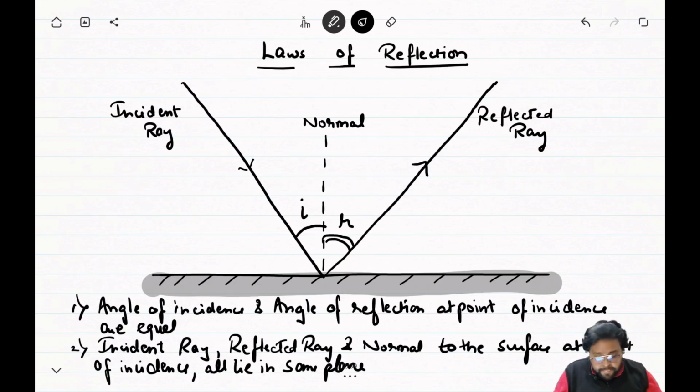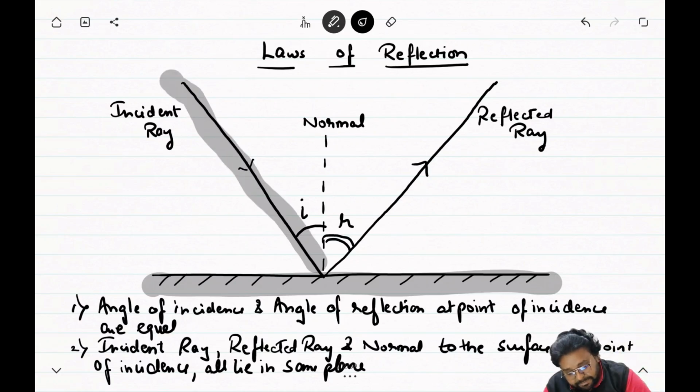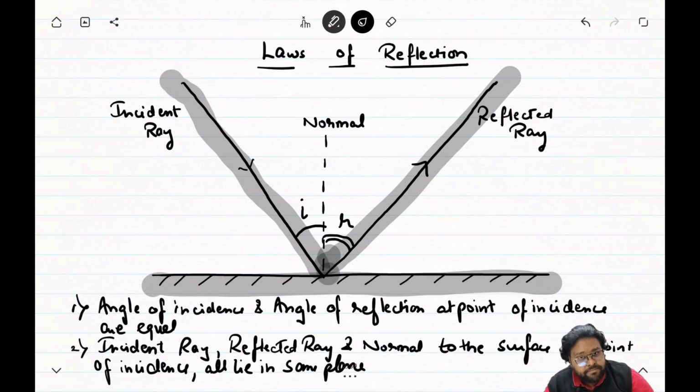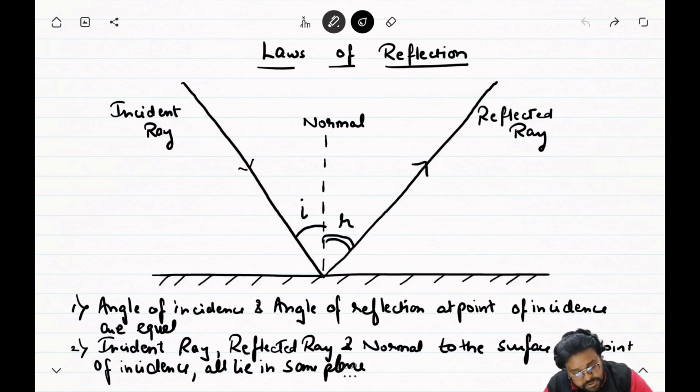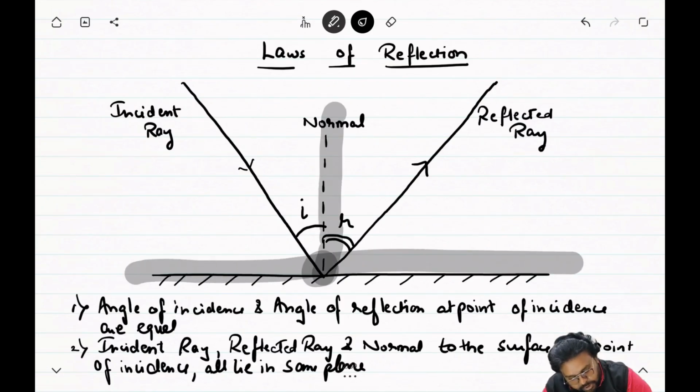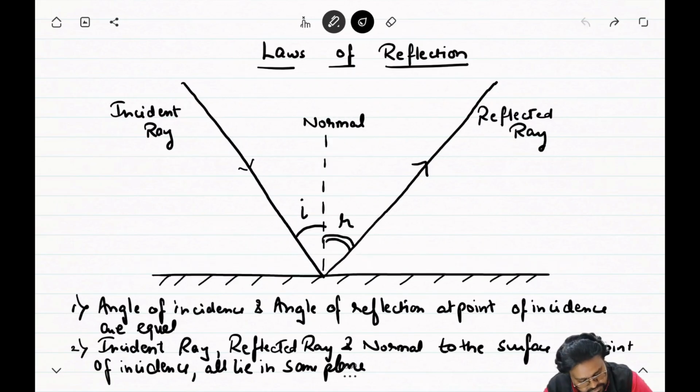Okay, so basically we are going to study the laws of reflection. In this law of reflection, when an incident ray, that means a single ray, falls on a mirror, it bounces back in the same medium at that particular point on which the light is falling. This point is known as the point of incidence. At the point of incidence we draw a perpendicular to the surface. This is the surface and this is the perpendicular. This perpendicular is known as the normal to the surface.